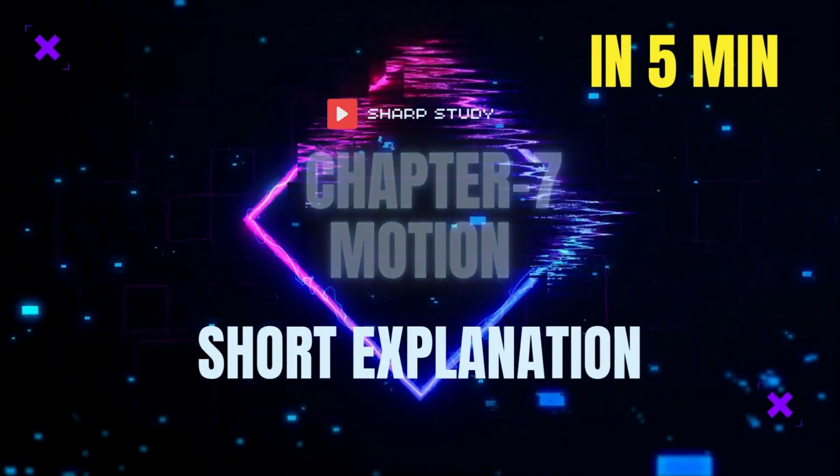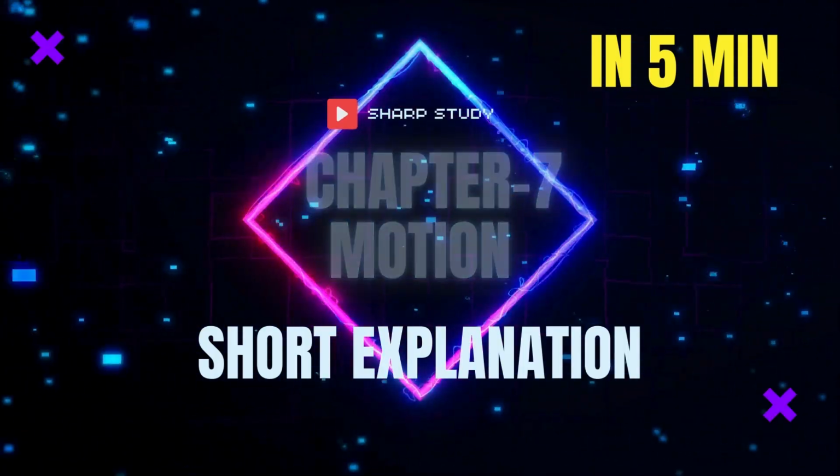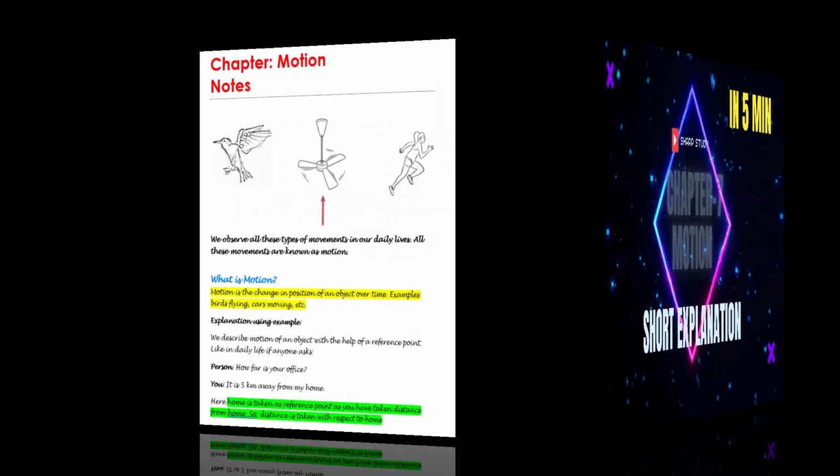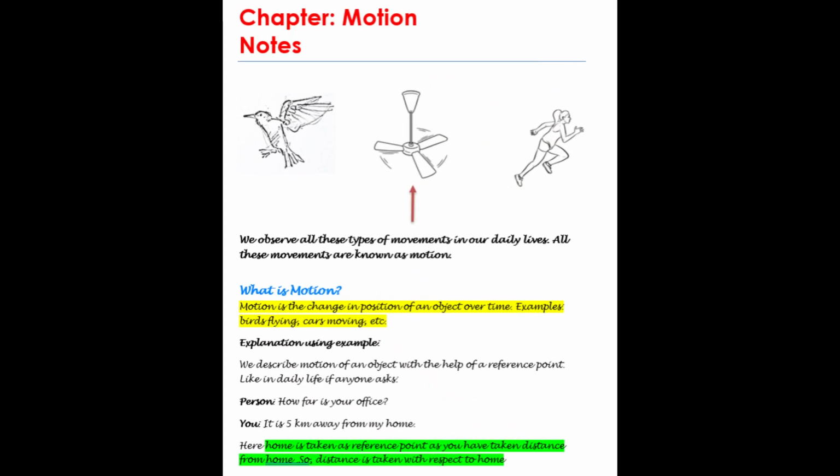Today, we are going to learn about one of the most important topics in Class 9 Science: motion. Motion is something we observe all around us: cars moving on the road, birds flying in the sky, trains running on tracks, and even the Earth revolving around the sun.